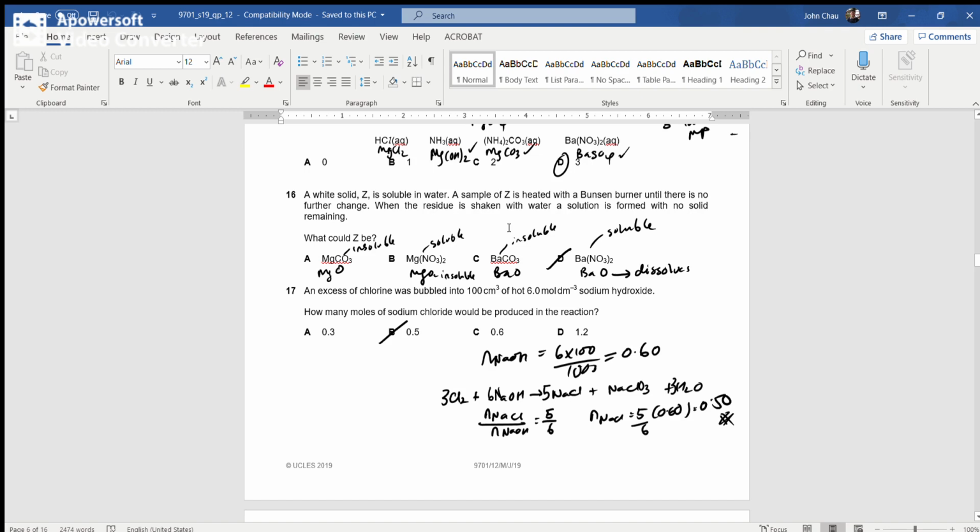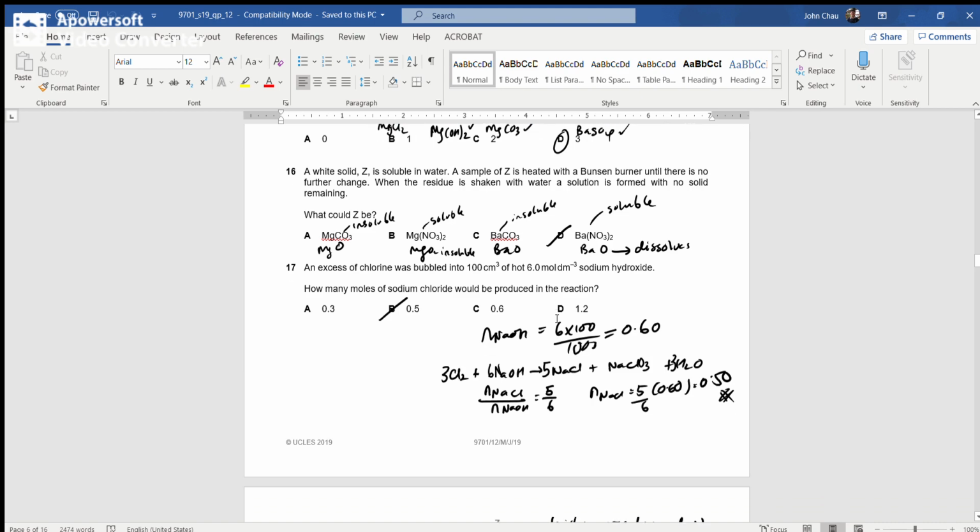But you have to heat with a Bunsen burner. When you heat, you get magnesium oxide for this one, and barium oxide for this one. Then you shake with water. Magnesium oxide is insoluble in water, whereas barium oxide is soluble to form barium hydroxide. So that's why the answer will be D.